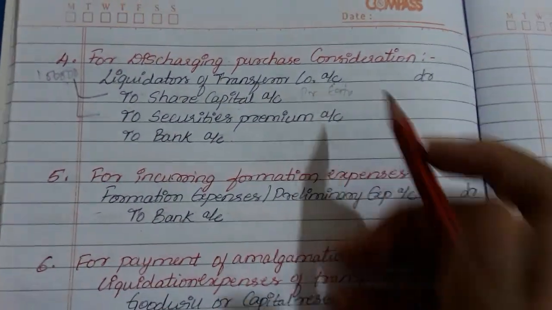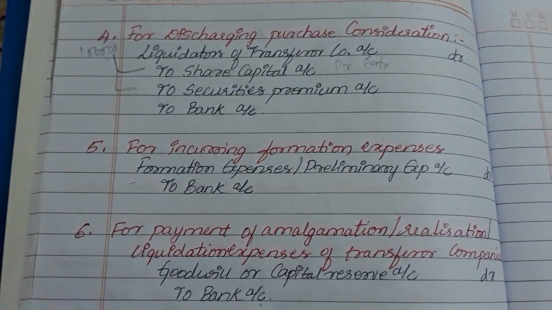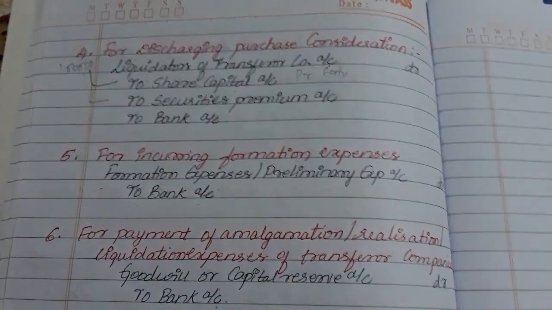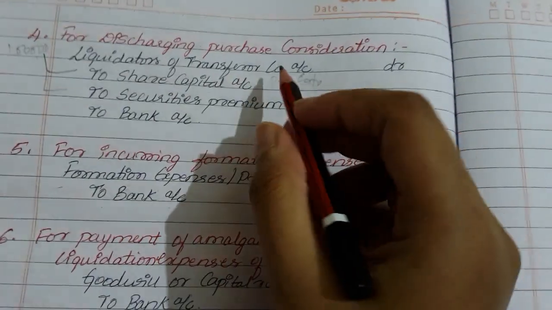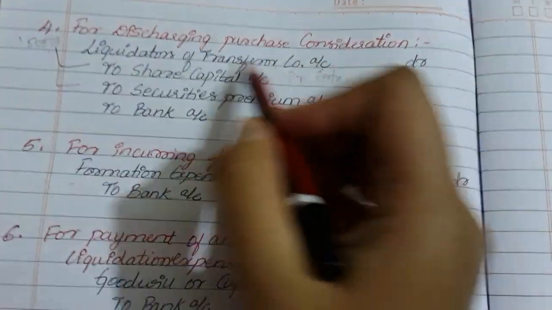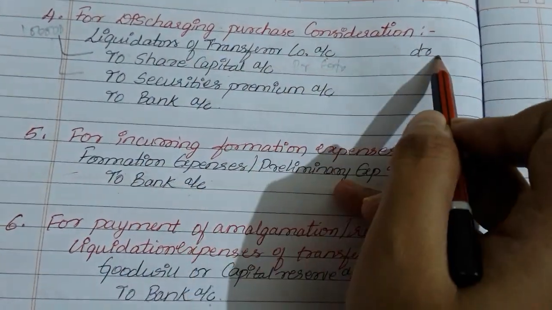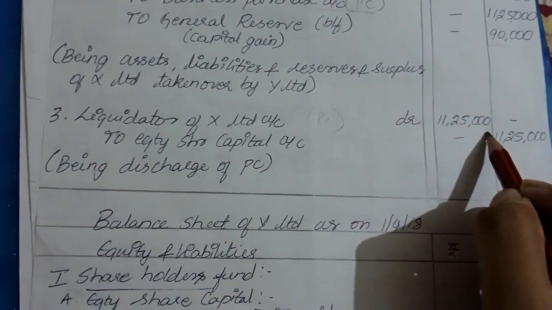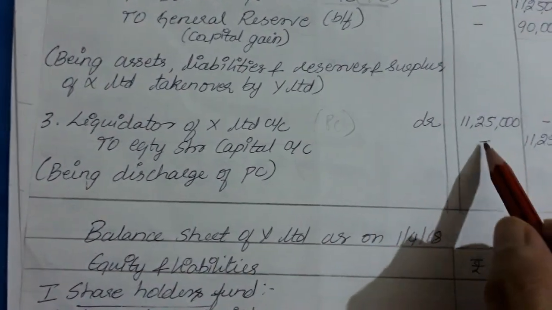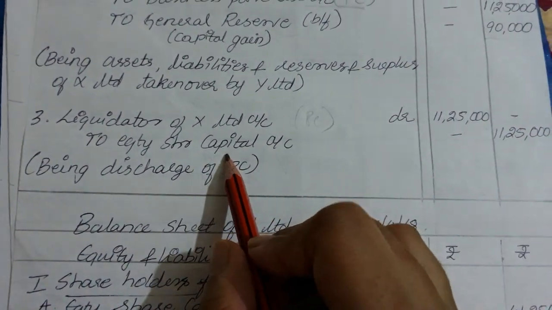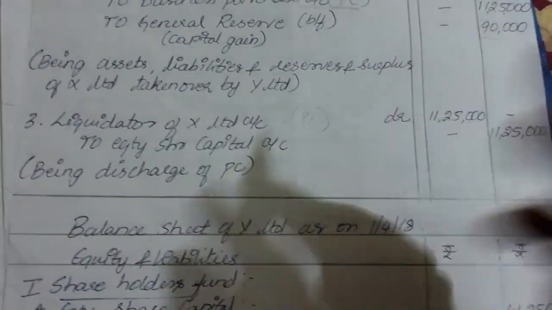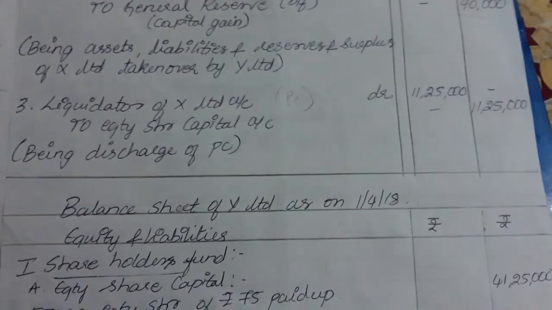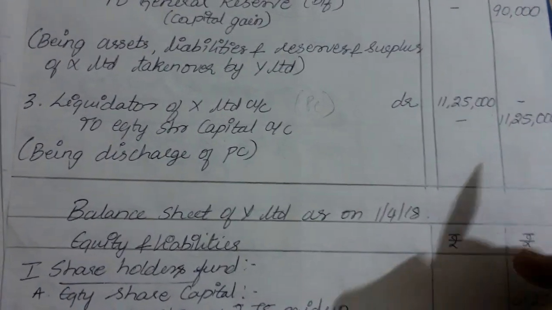So next, coming on to discharge of purchase consideration, how the purchase consideration has been given. So entry for that: liquidator of transferee company account debit. We will be taking here the purchase consideration amount. So 11,25,000 is the purchase consideration amount, and how we are giving this 11,25,000 is to be recorded. So to equity share capital account, we are giving only in the form of equity share capital, not in the form of bank or any kind of premium and all.